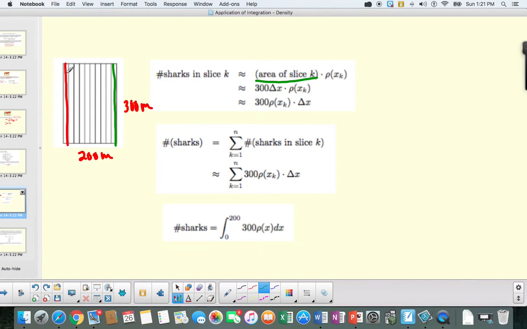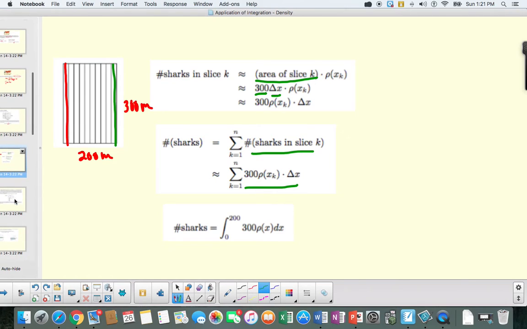So this area right here is 300 times the little thickness, delta x, times the density at that distance. And we're going to sum them all up, and take it to an integral, and it's going to go from 0 to 200 because that's where the rectangles are going from.